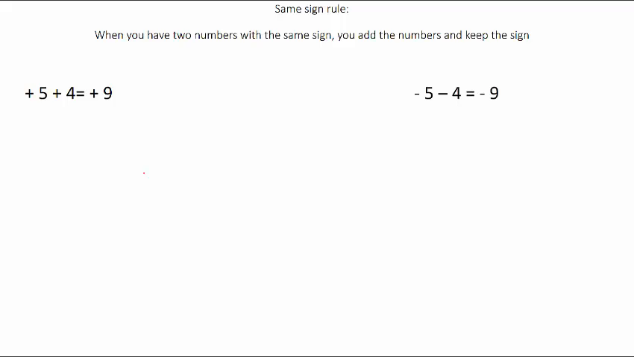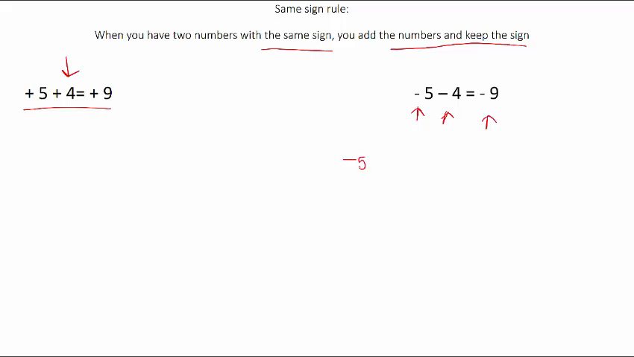So starting with the same sign rule. When you have two numbers with the same sign, you add the numbers and you just keep the sign. So this one over here looks very easy. Positive 5 plus positive 4 is going to be positive 9. Same thing with negatives though. So if you have a negative 5 and a negative 4, you're going to get negative 9.